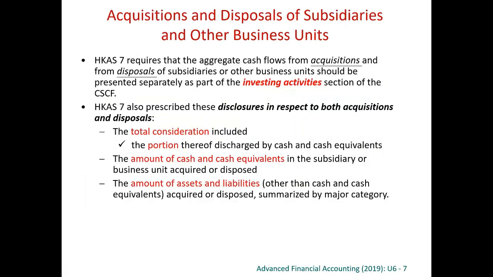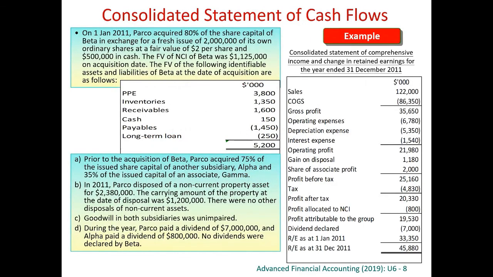Hong Kong AS number 7 requires that the aggregate cash flow from acquisitions and from the disposal of subsidiaries during the current year should be presented separately as part of the investing activity. Because if you have acquired a subsidiary or disposed of a subsidiary, your opening balance sheet and closing balance sheet will have different constituents of subsidiaries. So if you have an acquisition or disposal of a subsidiary, remember that according to Hong Kong AS number 7, you have to disclose. Now it's about time to take an example. So let's see the example.